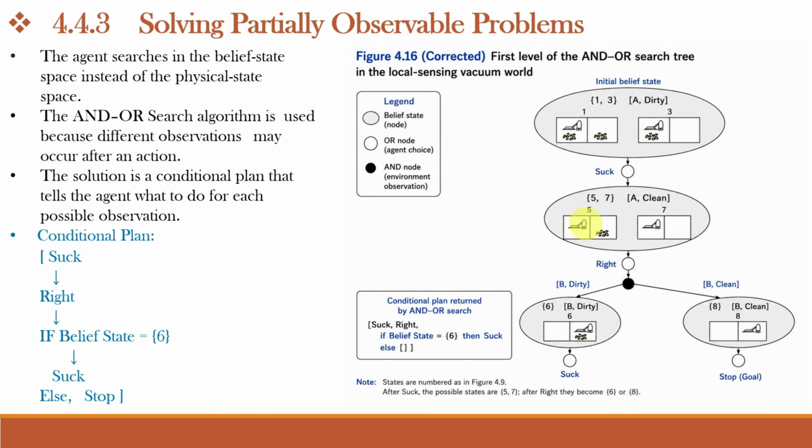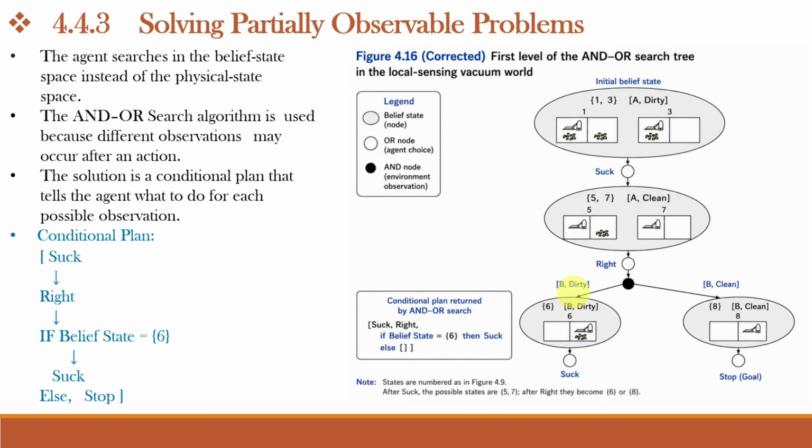So after the right action, the vacuum cleaner of state 5 moves to room B and it becomes state 6, and state 7 moves to room B and it becomes state 8. Next is step 4, where the environment gives observation. So after moving right, the environment provides a new observation.